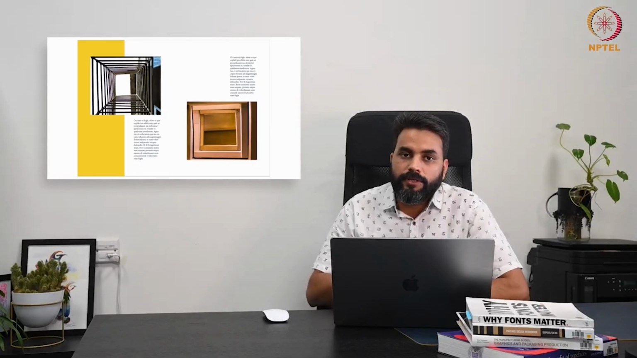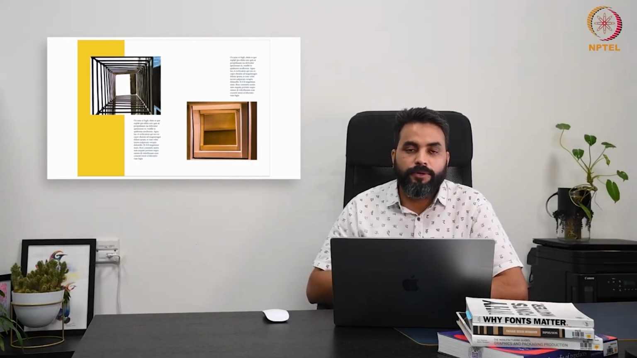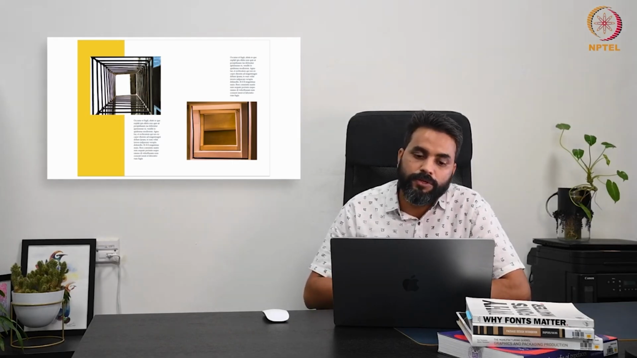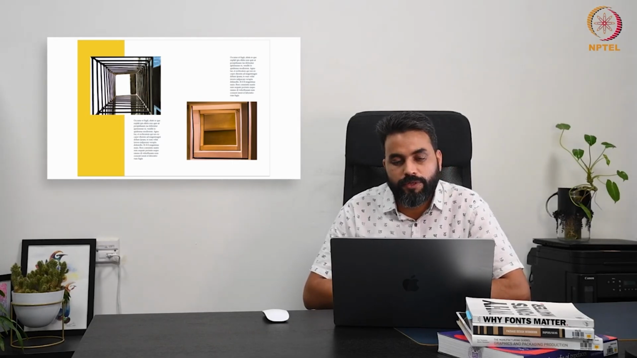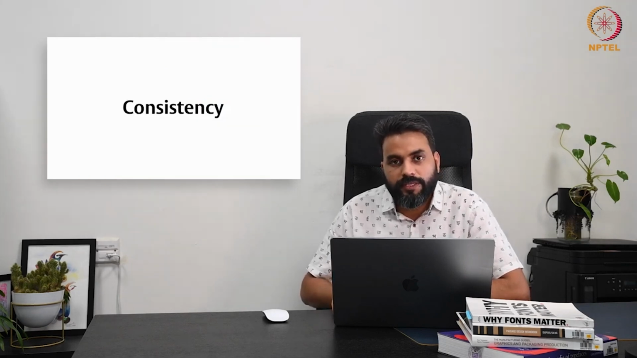And this is not the only way. When you have multiple images, depending on how you want to communicate the story or narrative with your users, you play with the grid system. Now the consistency.